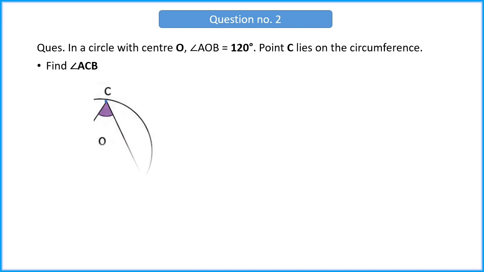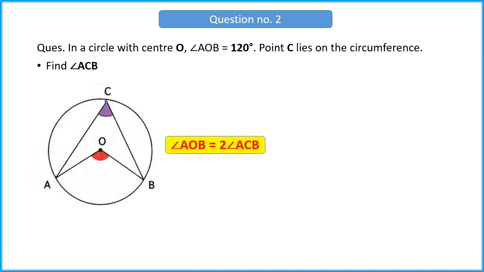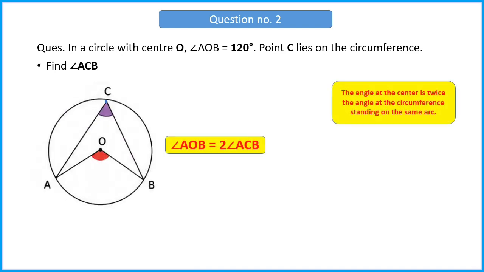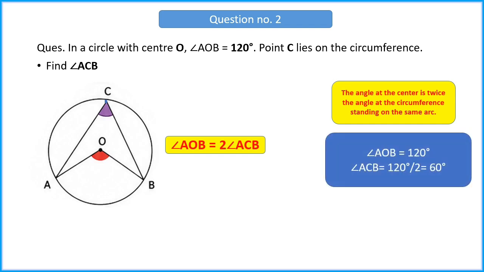This question uses the angle at the center theorem. The angle at the center is twice the angle at the circumference standing on the same arc. The central angle is 120 degrees. Therefore, the angle at the circumference is 120 divided by 2. The answer is 60 degrees. Answer, 60 degrees. Question 3.